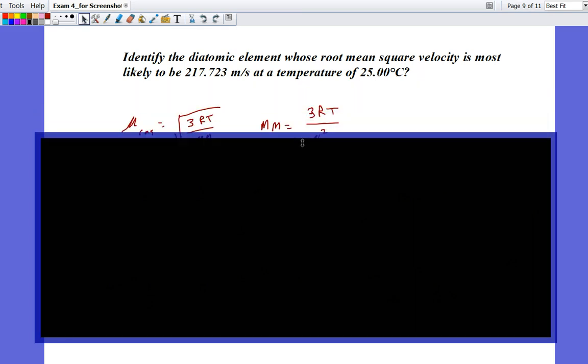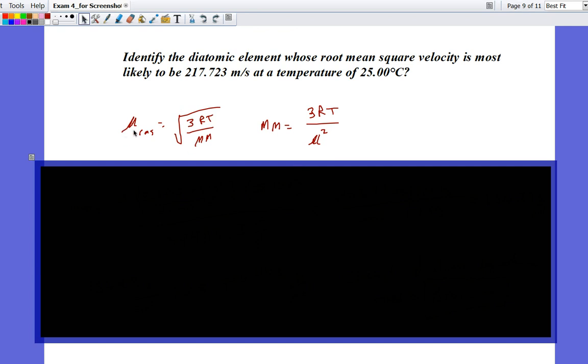So this is the equation that you're going to use with the root mean square velocity. The RMS, the mu, is equal to the square root of 3RT over the molar mass. And you rearrange that, you can solve for the molar mass, and then once you get that molar mass, since it's diatomic, you can divide it by 2 and hopefully pick a diatomic element whose periodic table mass is close to that.